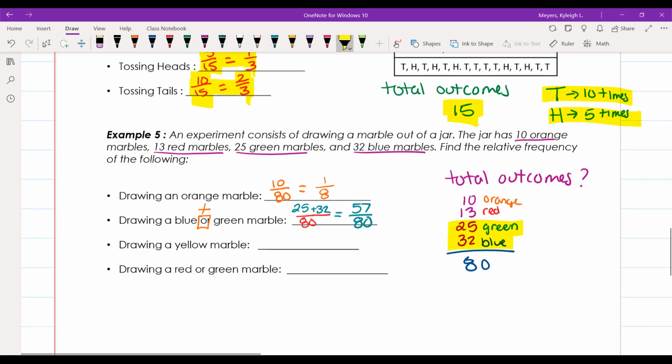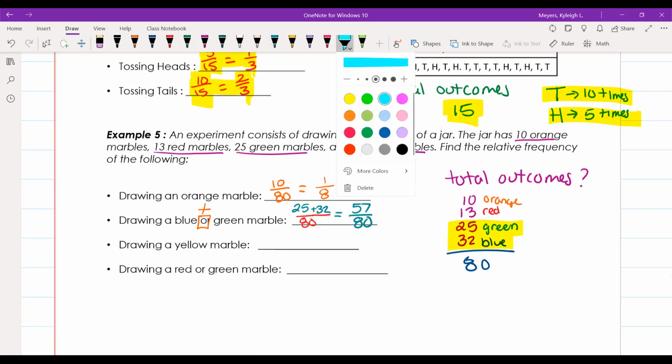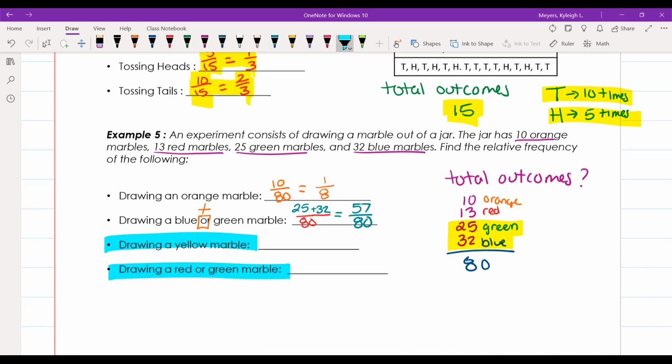All right, I want you to try the next two on your own, and we can talk about those next time I see you in class. So try these two, drawing a yellow marble and a red or a green. So try those two on your own. We'll talk about those later.